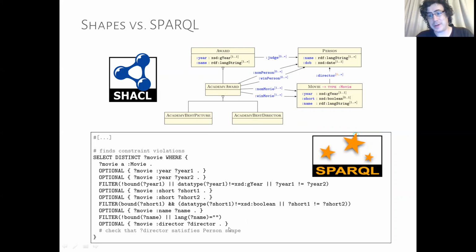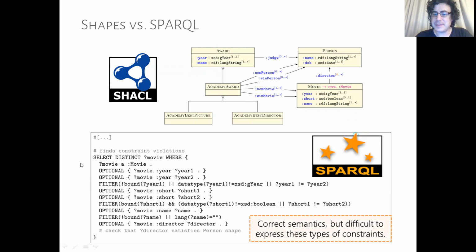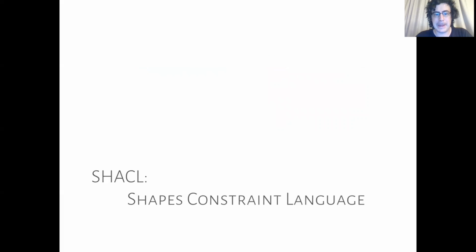I mean, we could do it in SPARQL, and actually many times SHACL implementations. Sorry, what's SHACL? I'll have to explain that in a moment. I'm kind of jumping ahead with the logo, but it's a standard for expressing shapes. So some implementations of this standard will translate to SPARQL queries, but we don't really want to have to express our constraints this way. So we have the correct semantics, but it's just difficult to express these types of constraints.